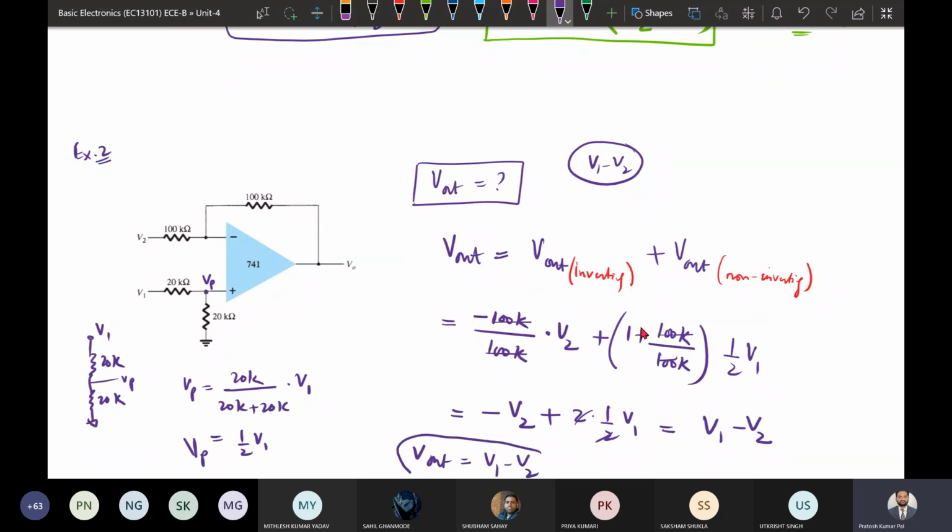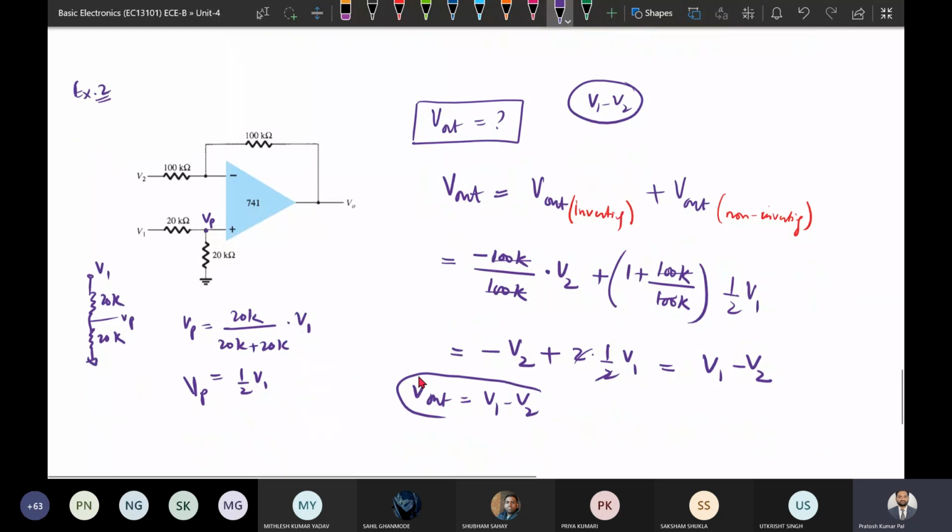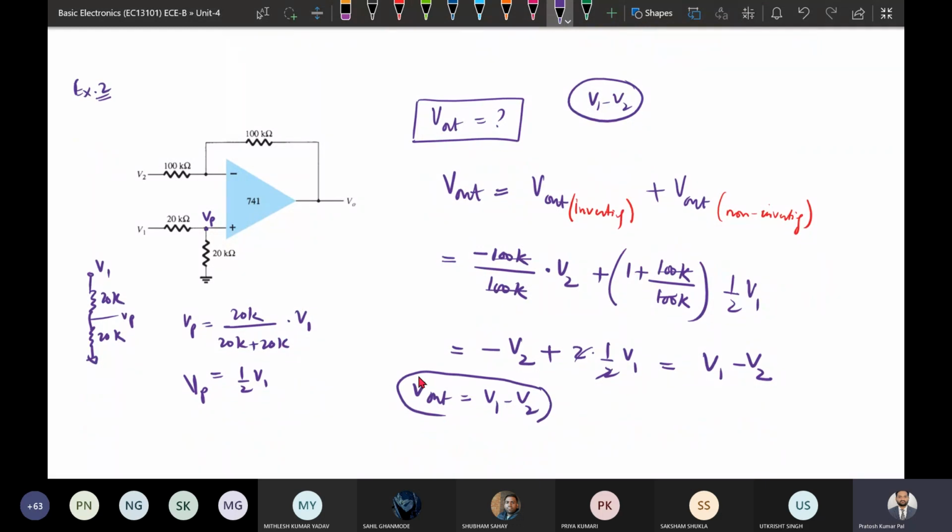So here, whatever the input voltages V1 and V2 are, with respect to that we will be getting the difference of V1 and V2 as the output. Suppose V2 is equal to 5 volt and V1 is equal to 10 volt. Now we will just put the values in. V output will be equal to V1, 10 volt, minus V2, 5 volt. So output will be 5 volt. That will be the difference of these two.